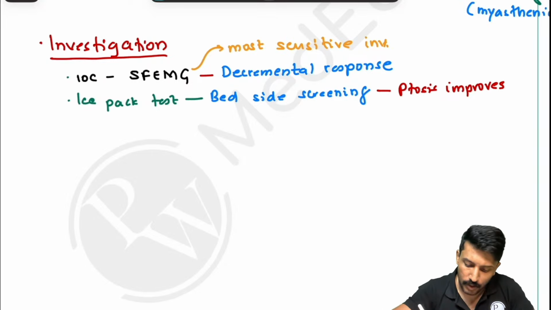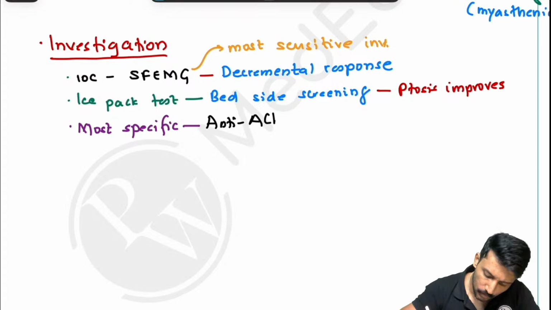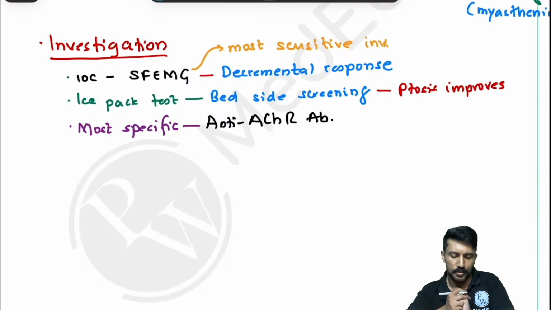They may also ask you what is the most specific investigation. The most specific investigation is finding anti-acetylcholine receptor antibody. Acetylcholine receptor antibody positivity is the most specific investigation.